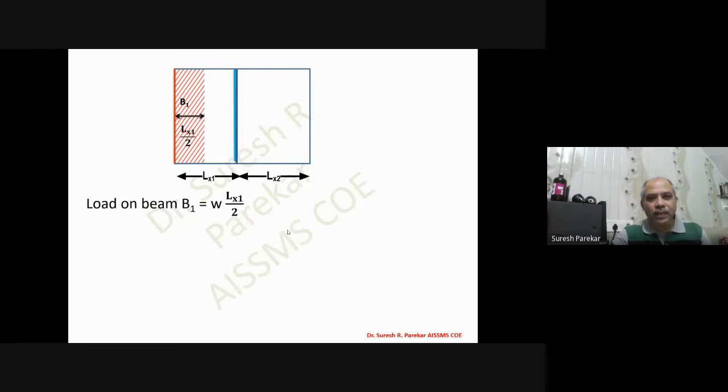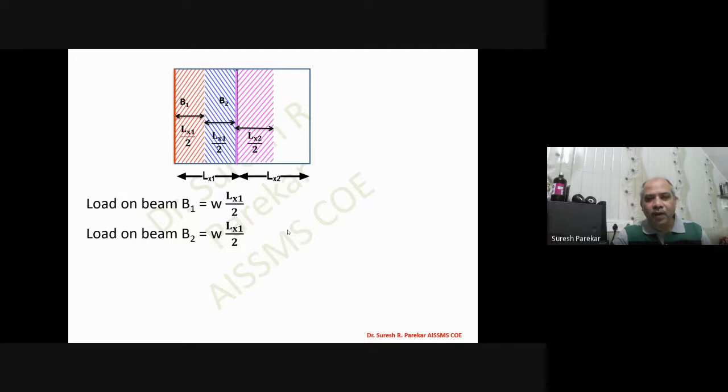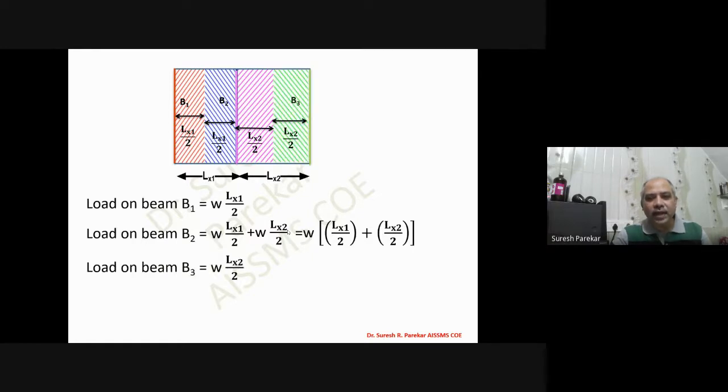Then if you go to B2, first on B2 we have WLx1 by 2, same as B1. And then from the other side, having Lx2 span, it will be WLx2 by 2. And then on beam B2, if we take W common, it becomes W into (Lx1 by 2 plus Lx2 by 2). Then B3, we have WLx2 by 2. So if we see beam B2, that is load of B1 plus load of B3. So this is about your one-way slab.